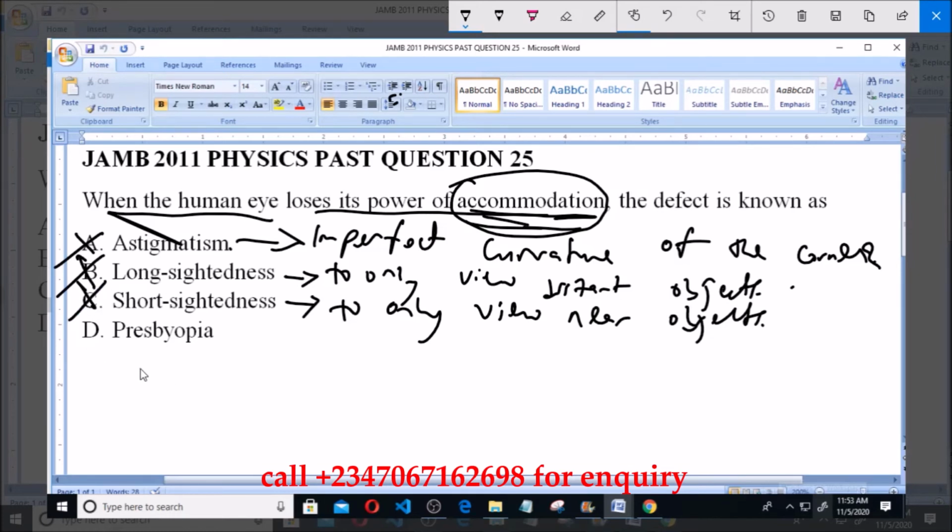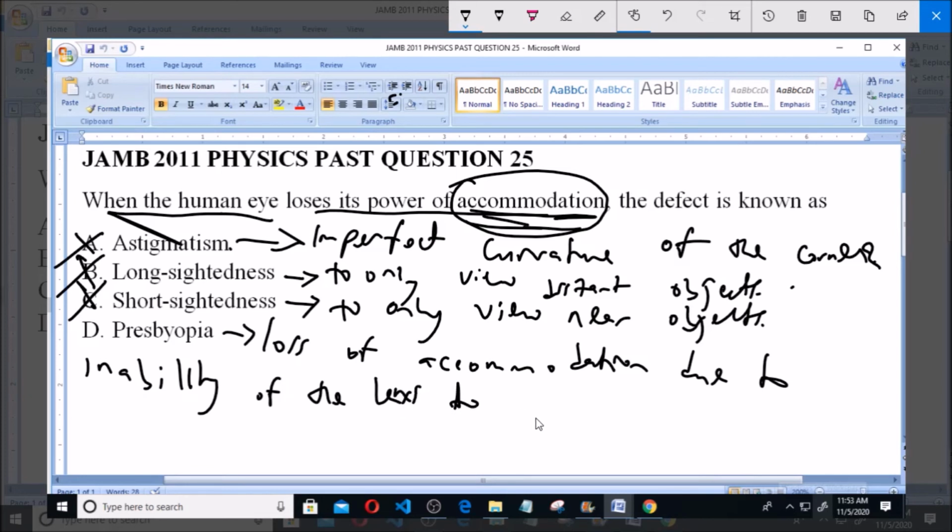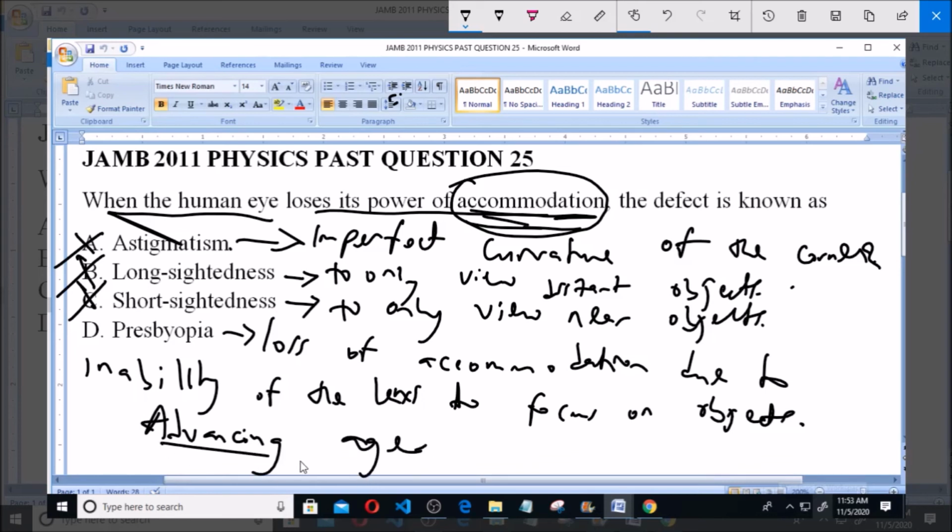But D says presbyopia. Now, presbyopia is usually described as loss of accommodation due to inability of the lens to focus on objects. It is usually associated with advancing age, so it's an eye defect usually associated with the elderly. So it is what we have described here in the question, so D is the answer to this question, presbyopia.